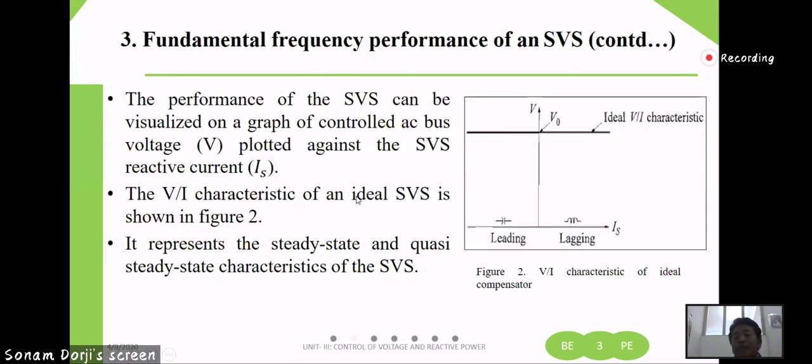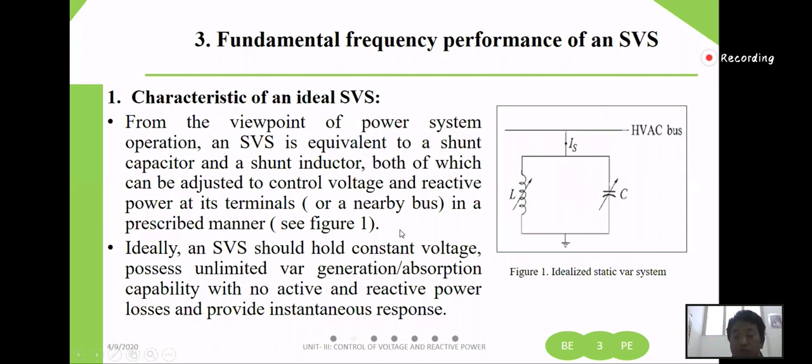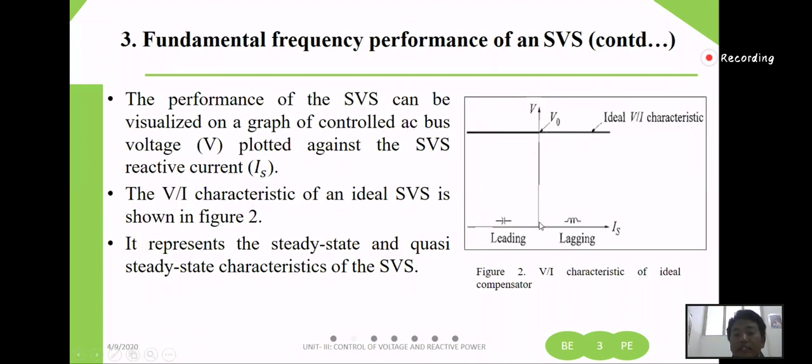So earlier I explained with a block diagram. Now we'll see with the graph, the V-I graph. In the y-axis you see voltage, and the x-axis is the current, that is the SVS reactive current. This is how you get the ideal characteristic: you will have just one straight line. It's the V-I characteristic of an ideal SVS.